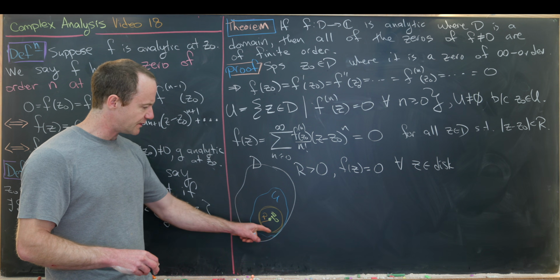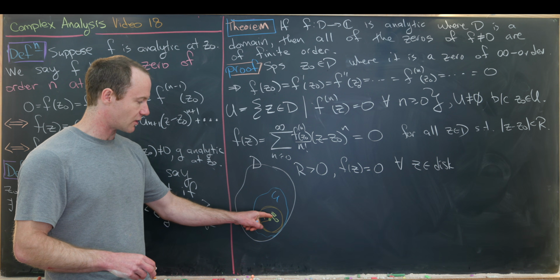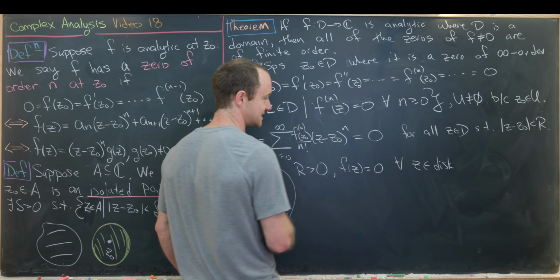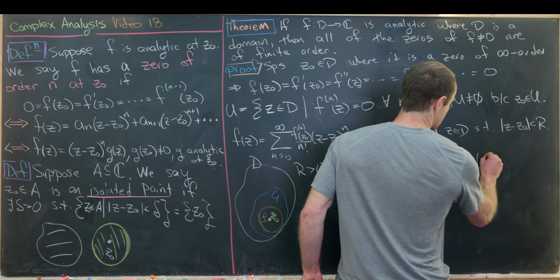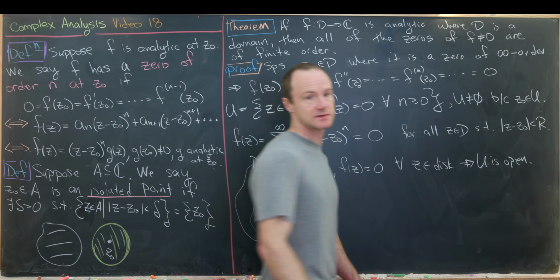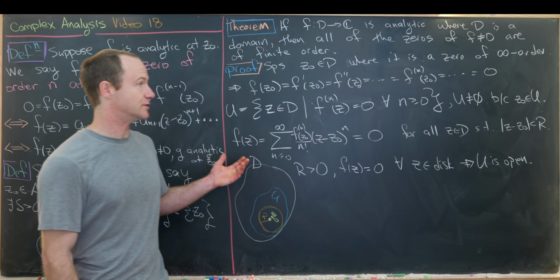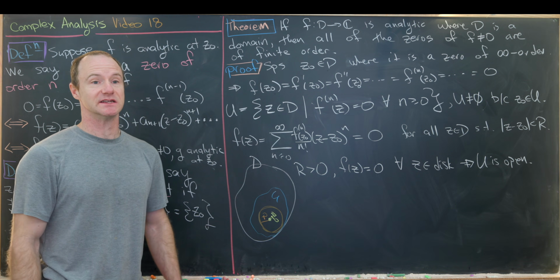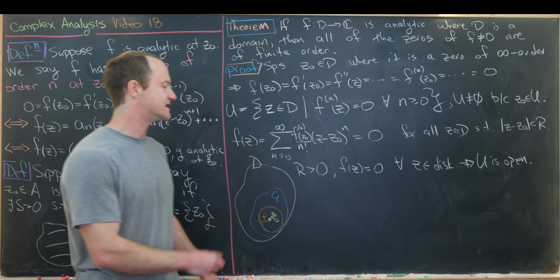But what did we do? We found an open neighborhood around an arbitrary point inside of U. That means that U is an open set. So here, we'll collect that information right here. U is an open set. Okay, but what have we not used yet? We haven't used the fact that f is not identically equal to 0. So let's use that now.